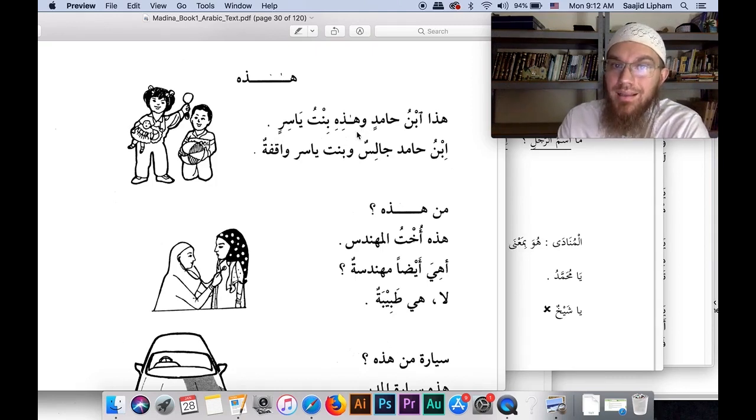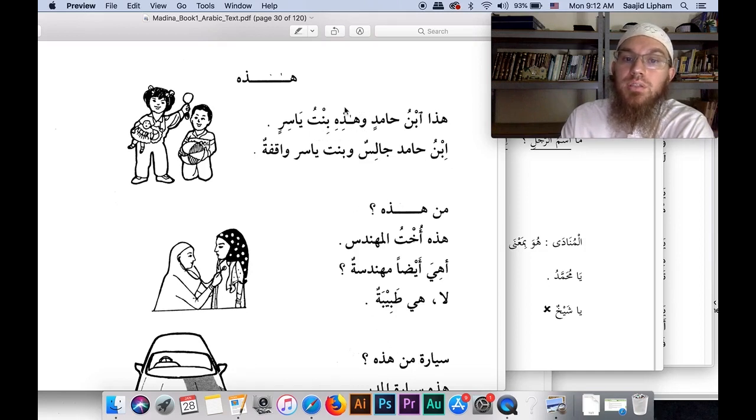Wa means and. Hadihi means this for the singular, feminine, nearby, human or non-human. So bintu Yasirin, the daughter of Yasir. We know that she's nearby because we use the ismu ishara hadihi. She's a girl, so we use the feminine ismu ishara, and she is obviously a human. So she fulfills all of the conditions to use this word hadihi. Bintu Yasirin. So this is also a, what kind of phrase? Mudaf ilayhi. Bintu is mudaf, Yasirin is mudaf ilayhi.